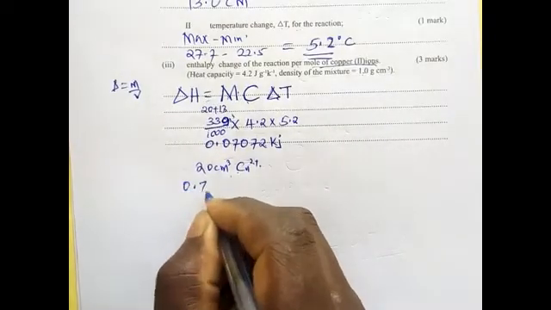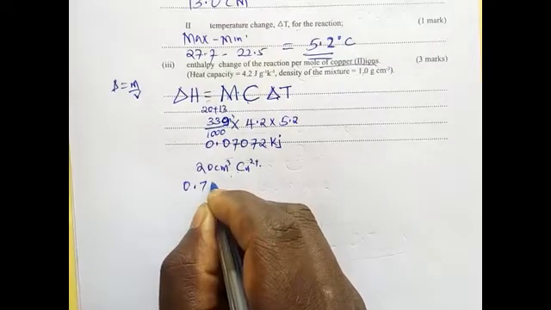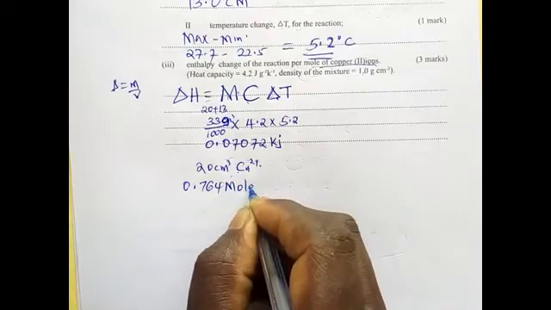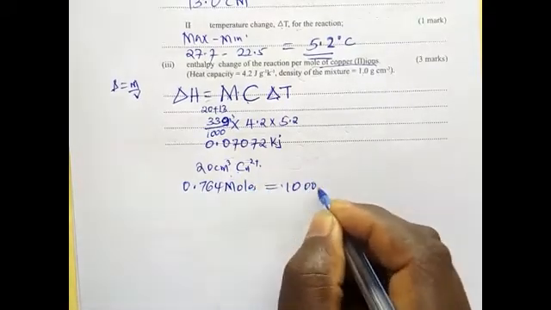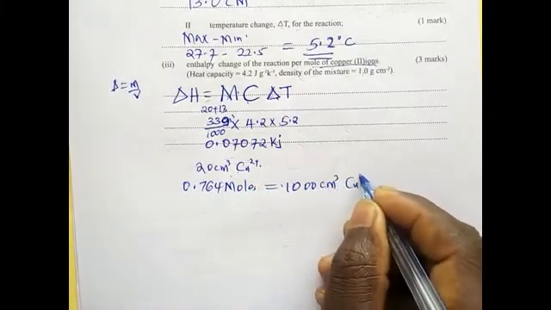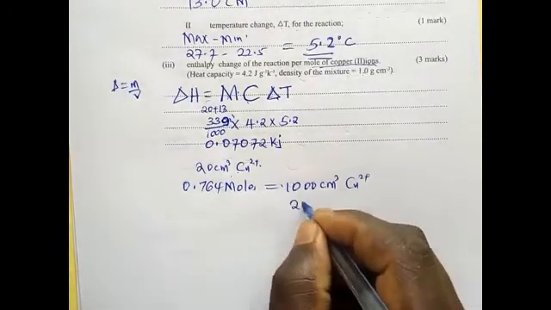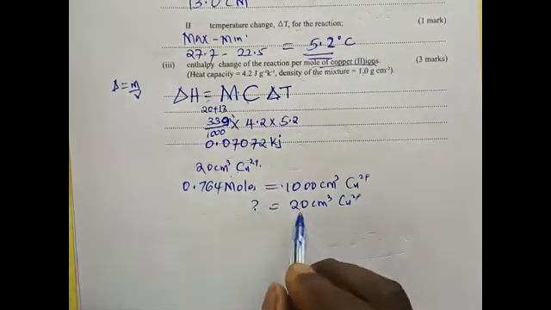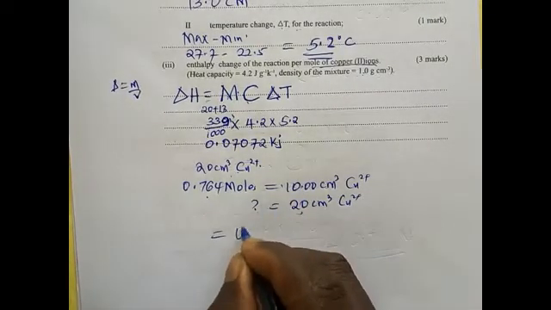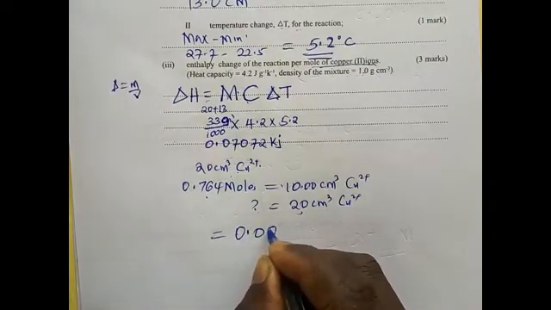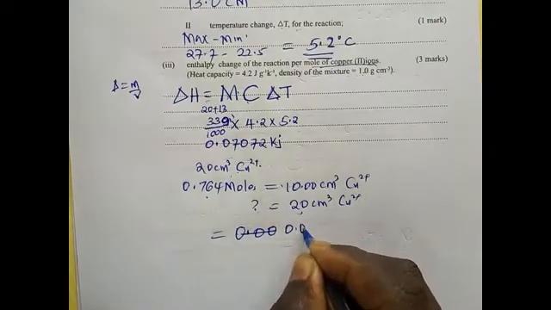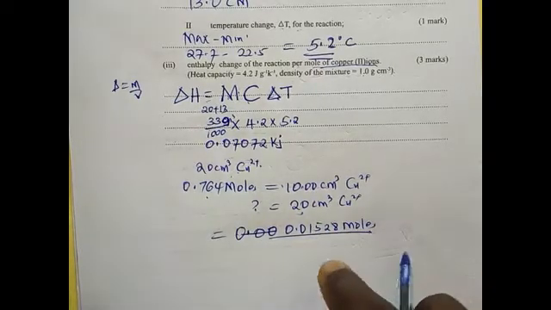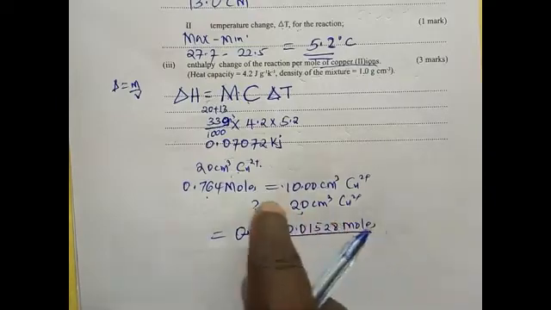So 0.764 moles are in 1,000 centimeters cube of copper 2 ions. We will ask, 20 centimeters cube of copper 2 ions will give us how many moles? This times that, divided by this, which will give us 0.01528 moles. So this is the number of moles of copper 2 ions that was able to produce this.